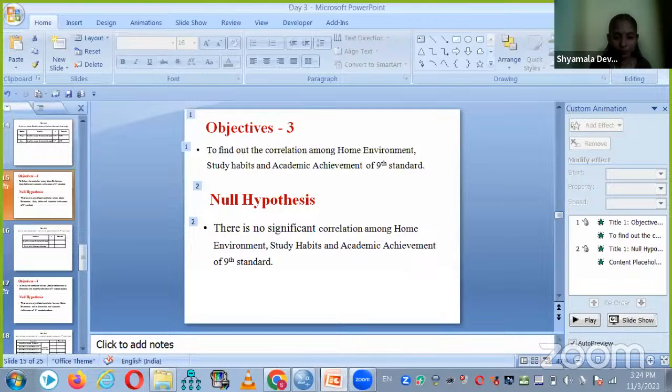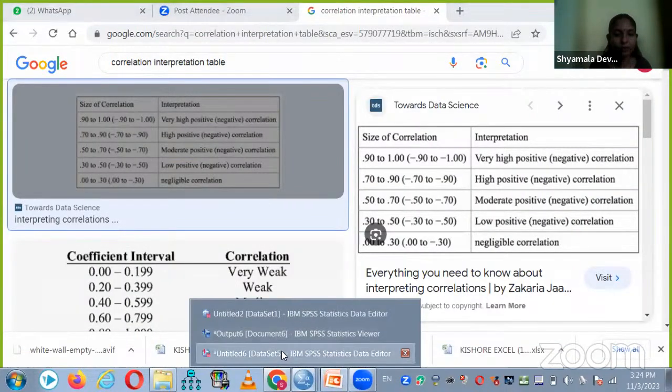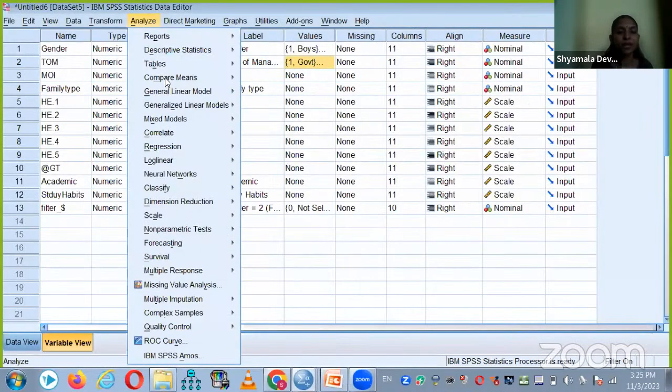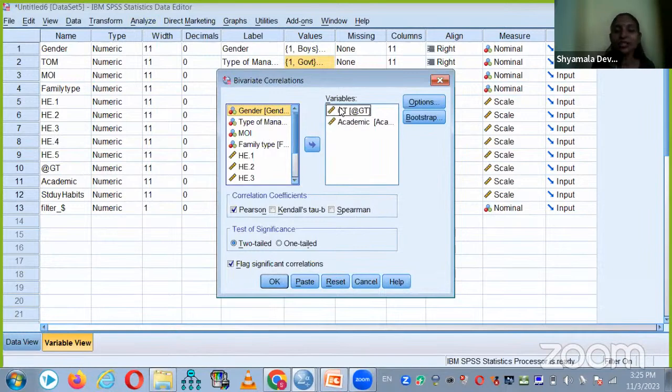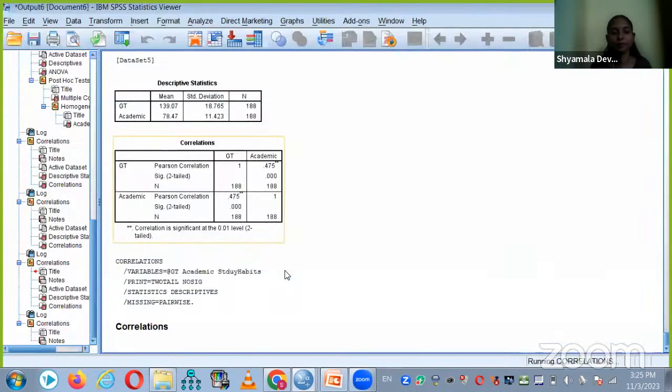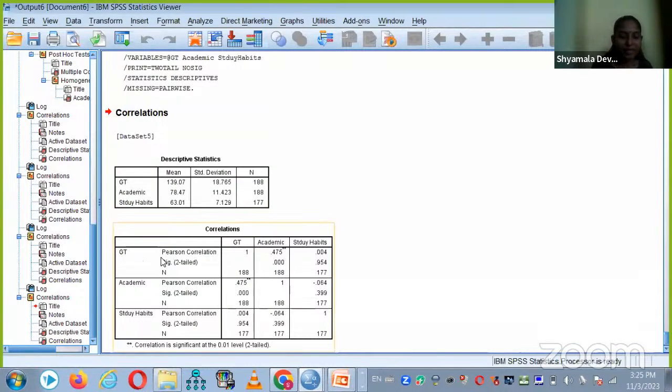Let me move to analyze, correlate, bivariate correlation. In addition to home environment grand total and academic achievement, I am going to shift the study habits to the right-hand column. The rest of the things are as such. Go to OK. So now we get the result. For home environment grand total and home environment grand total, the R value is 1. That is well understood. And for home environment grand total and academic achievement, the R value is 0.4, which means it is a low positive correlation.